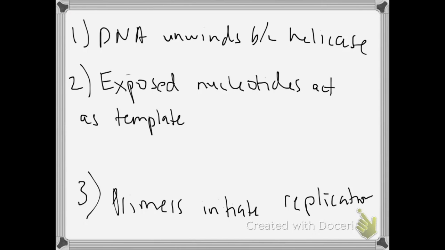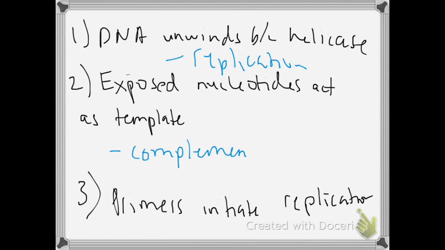So, we've already talked about this DNA unwinding because of this enzyme helicase, and that takes place at a replication bubble or a replication fork. Now we have exposed nucleotides, so these are going to serve as a template for complementary base pairing. All that means is that adenines are going to be paired with thymines and guanines are going to be paired with cytosines. So we're going to get A's going with T's and G's going with C's. So that's our template.